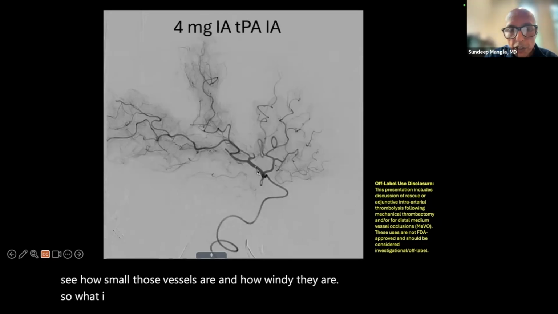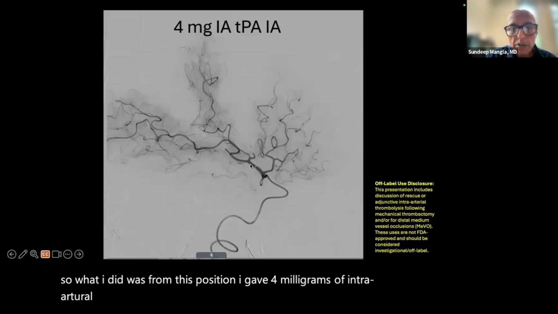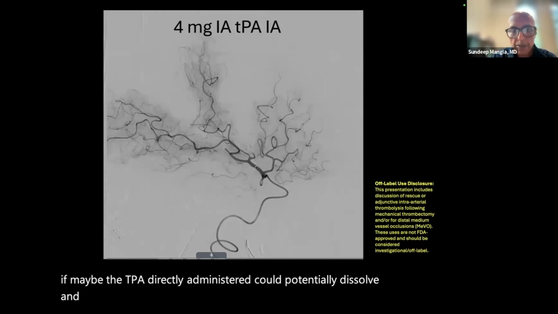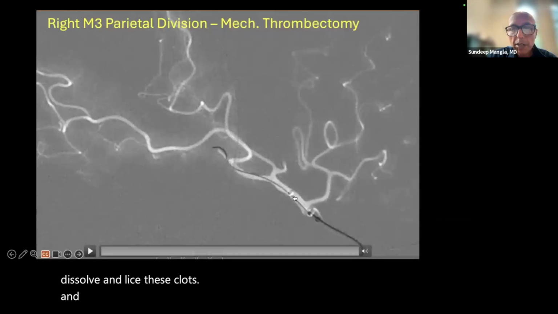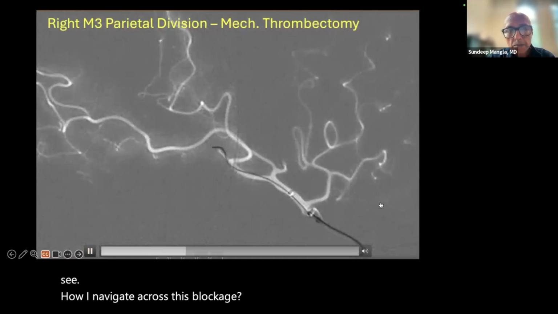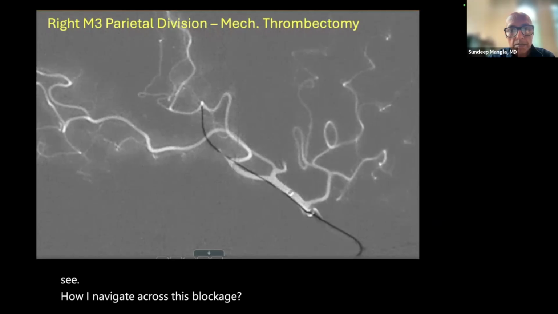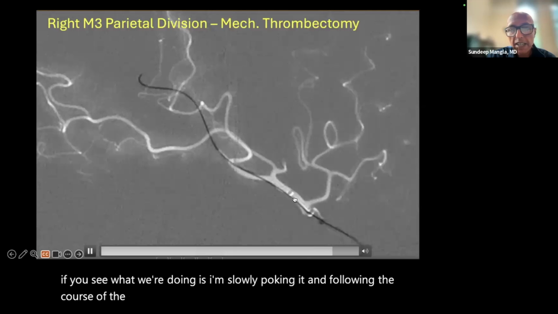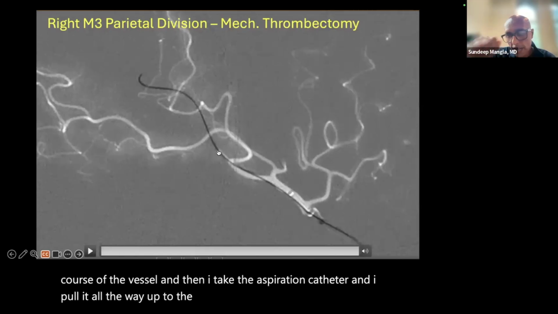So what I did was, from this position, I gave 4 milligrams of intra-arterial TPA. And this was basically to try to see if maybe the TPA directly administered would potentially dissolve and lyse these clots. And then what I did was I went in with a wire, and you're going to see how I navigate across this blockage. As you see, what we're doing is I'm slowly poking it and following the course of the vessel. And then I take the aspiration catheter and I pull it all the way up to the blockage, and I aspirate and suck back.